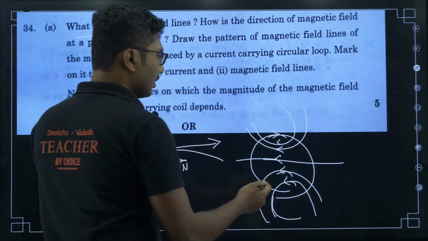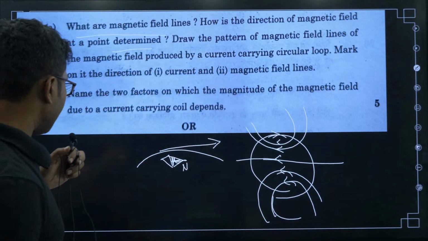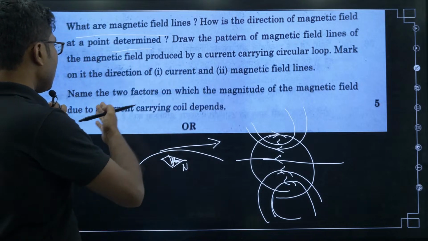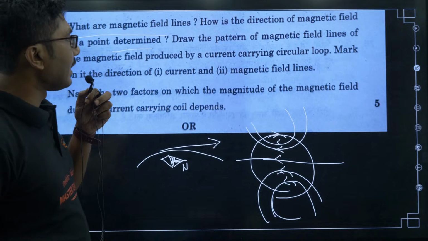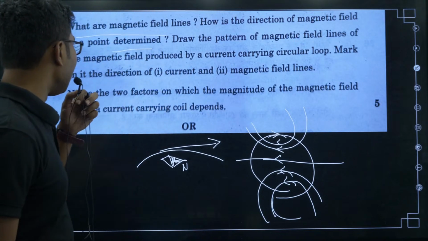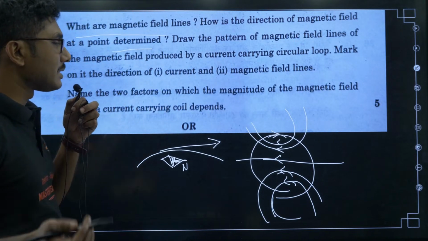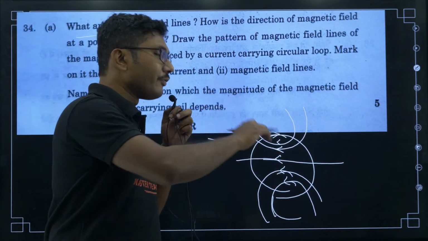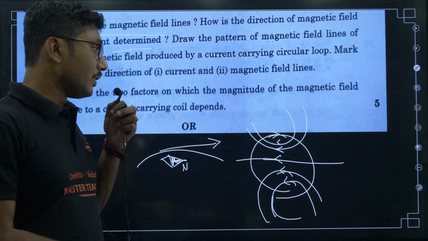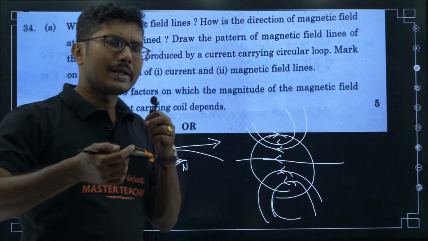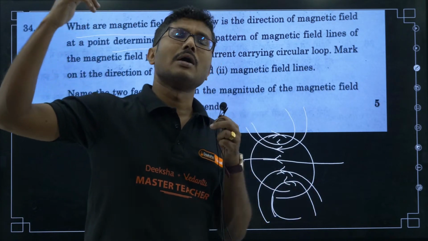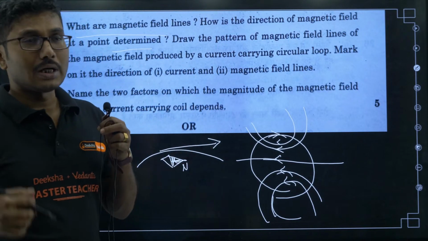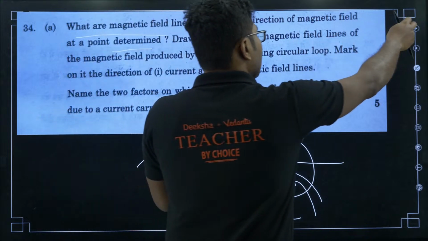You can draw the diagram based on whatever you have done. Okay, I am not going to explain too much detail about this. These are very common questions. Name the 2 factors on which the magnitude of the magnetic field due to a current carrying coil depends. It depends on the number of turns, the total number of turns in the coil, and the amount of current passing through the coil. So these are the 2 factors.